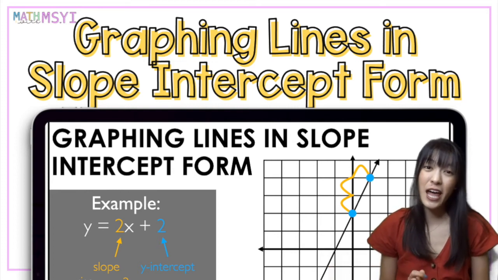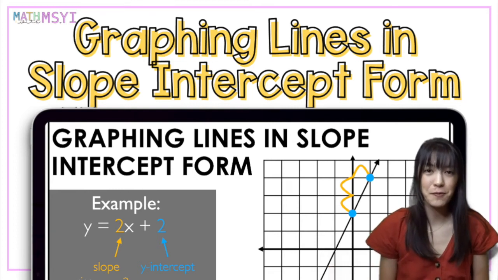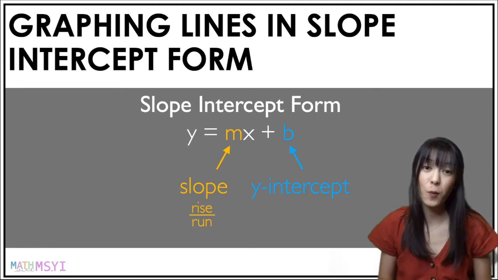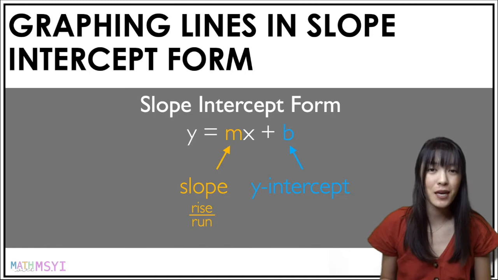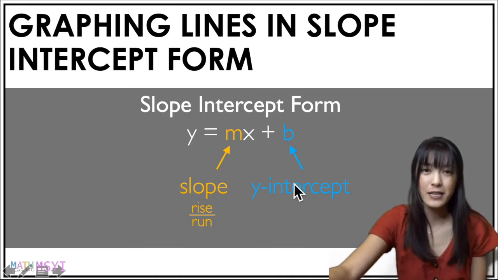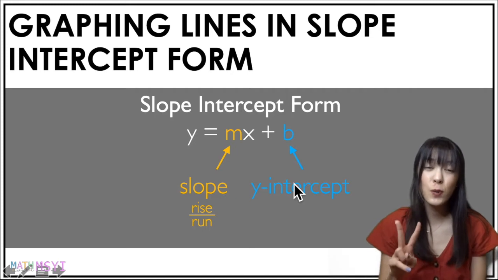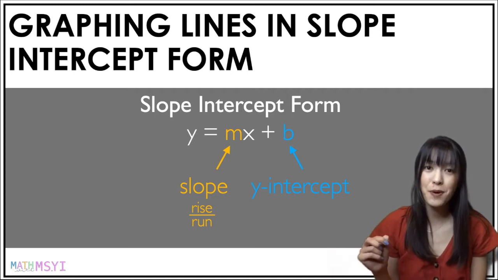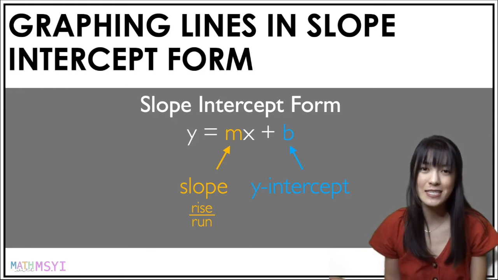Today we're going to learn how to graph lines in slope-intercept form. Slope-intercept form is an equation written in the form y equals mx plus b, where m is your slope and b is your y-intercept. We're going to do two example problems, then we're going to move into Flash Math, and you're going to practice on your own graphing these lines.